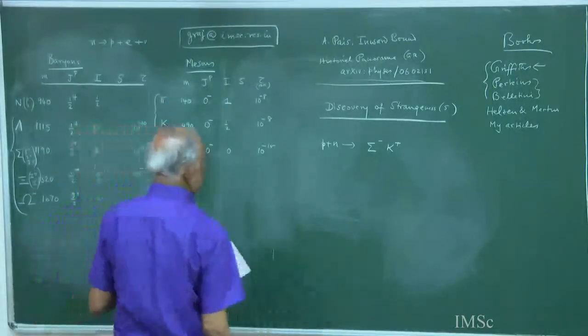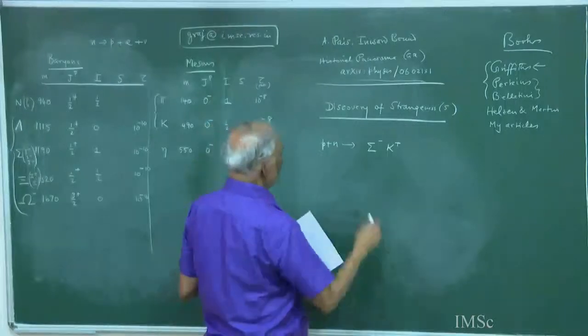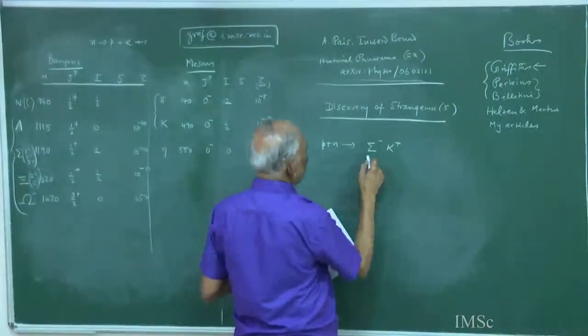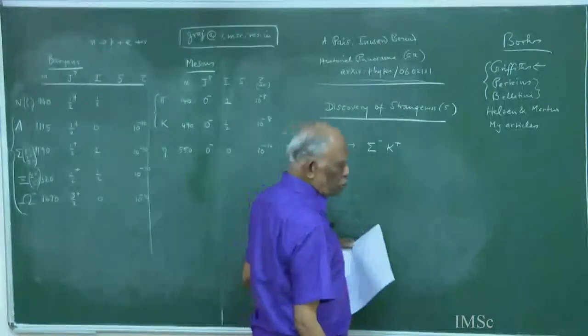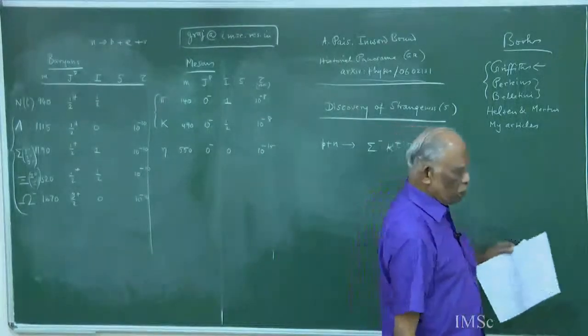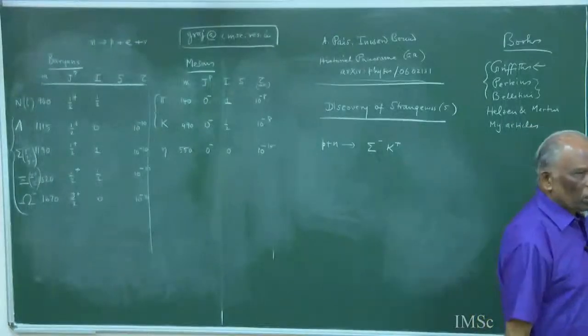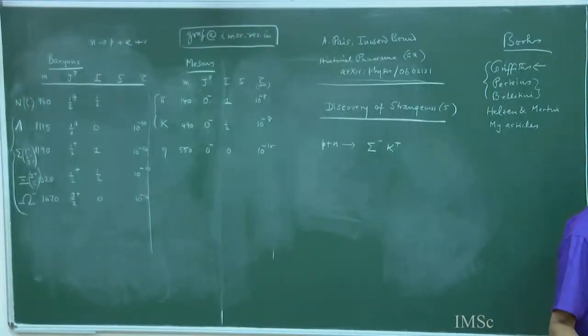How were they discovered? It was found experimentally that proton and neutron, when they collide, have sufficient energy. Cosmic ray particles, well, cosmic rays are nothing but very high energy protons, even going up to 10 GeV, which are running around in the universe all the time. We still do not know the exact origin of the cosmic rays, although it was discovered more than 100 years ago.